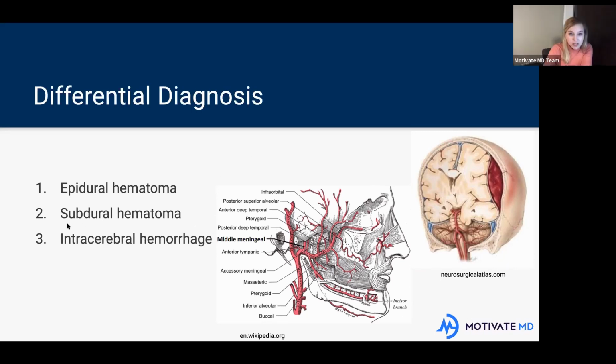Any thoughts about subdural hematoma? It's okay. It's okay if you don't know. I didn't know it when I was in your shoes either. So we'll keep going and I will explain all of these.